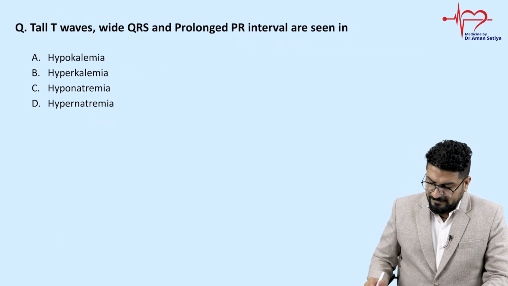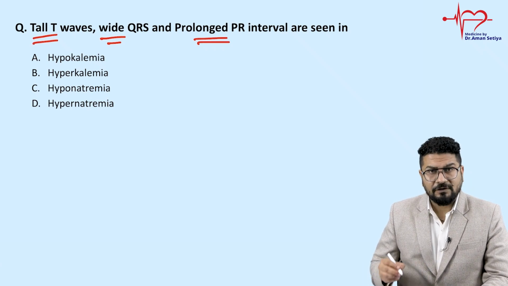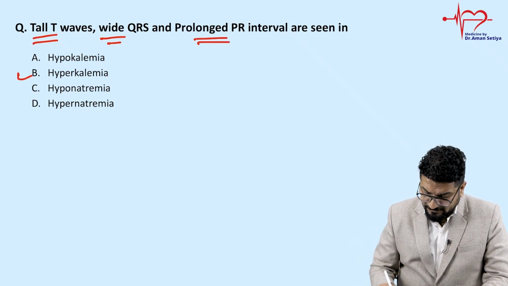Tall T waves with wide QRS, prolonged PR. So a tall T wave, we call this hyperacute T wave, this tall tented-like T wave we see in a patient with hyperkalemia.